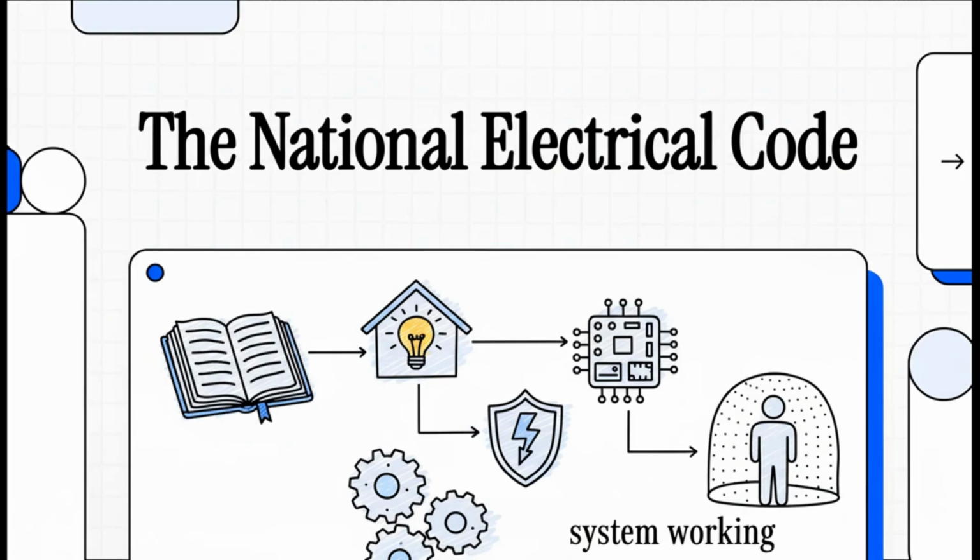Welcome to the deep dive. Today, we are taking on a document that is the bedrock of any modern building, the National Electrical Code. And for anyone who works with or even near electricity, the NEC, officially NFPA 70 2023 edition. That's basically the law of the land for safety.